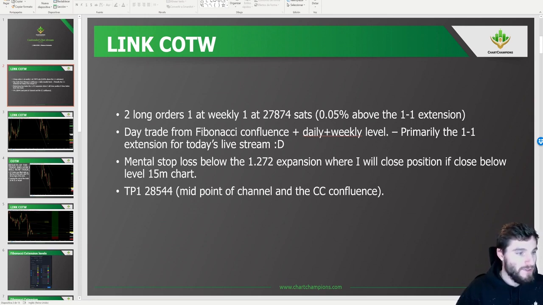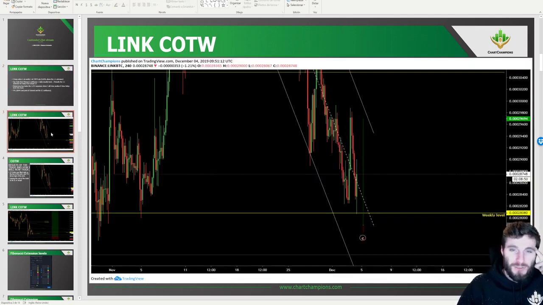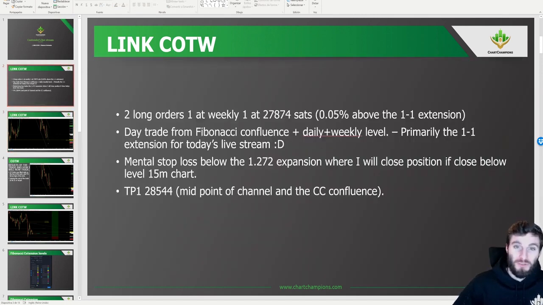Yeah, a lot. So it was basically a day trade from the Fibonacci confluence, plus we had a daily and weekly level very close together. But primarily the one-to-one extension for today's live stream. When I decided to do this chart of the week this morning, the reason I chose link is primarily because of the one-to-one extension. We had it on Bitcoin actually, but in terms of altcoins, it was my favorite that included an extension, which I'm covering today, so I felt it was a good one for chart of the week.